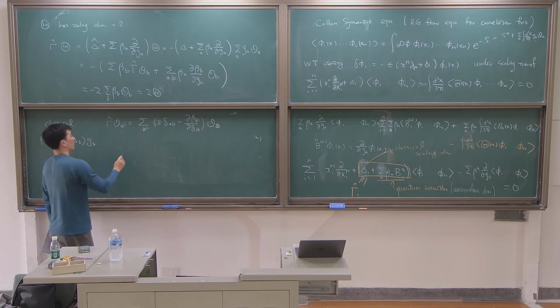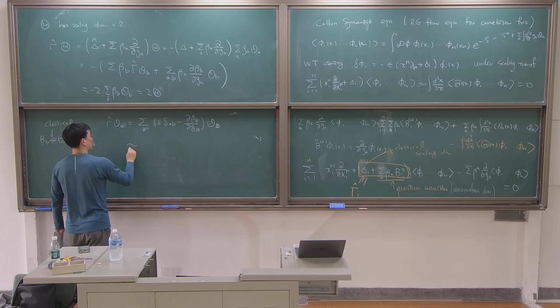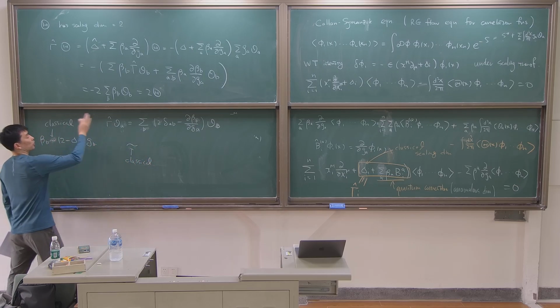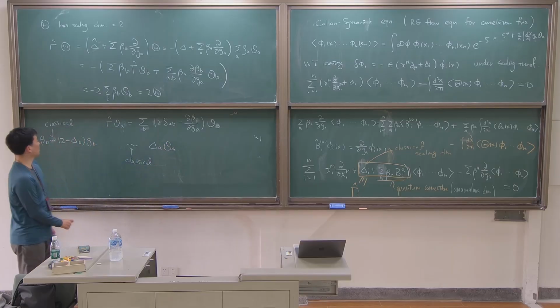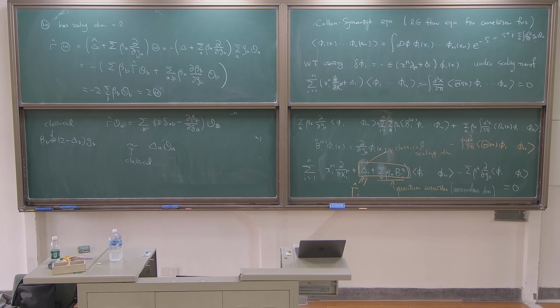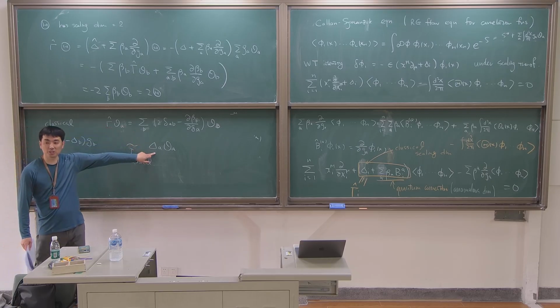So if you plug that into here, okay, let's look at the classical one. It's classical, and plug this one into here. And what you find is that this is exactly delta A O A. So that's that. Okay. So therefore, classically, this gamma hat will give you just the classical scaling.